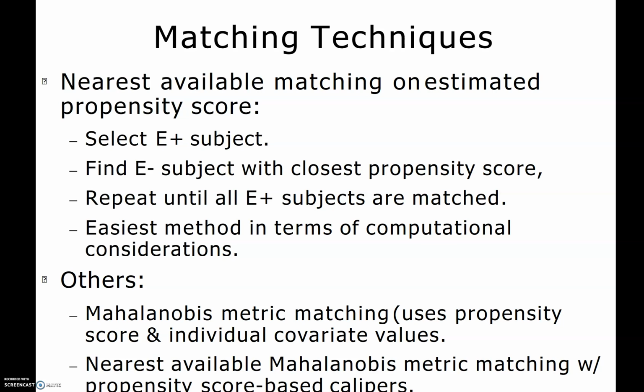Okay, so matching techniques include things like nearest available matching based upon an estimated propensity score. That is probably the most common, I would think. You select a positive or treatment subject, then you find somebody in the control group that has the closest proximity score. You have to set a window for how close is close, because remember that those propensity scores are on a 0 to 1 scale. So how close is close? Is 0.01 close enough, or 0.02, or 0.05? So you want to match those windows.